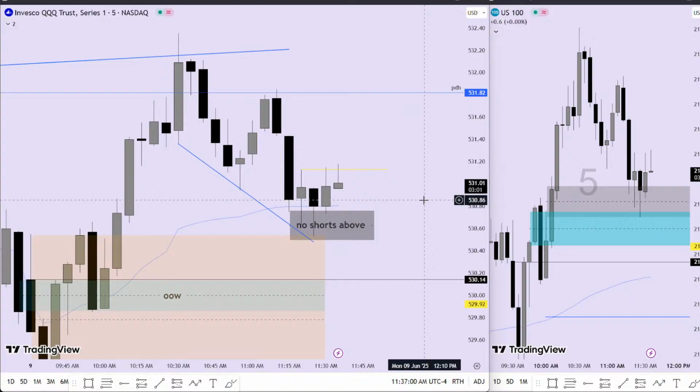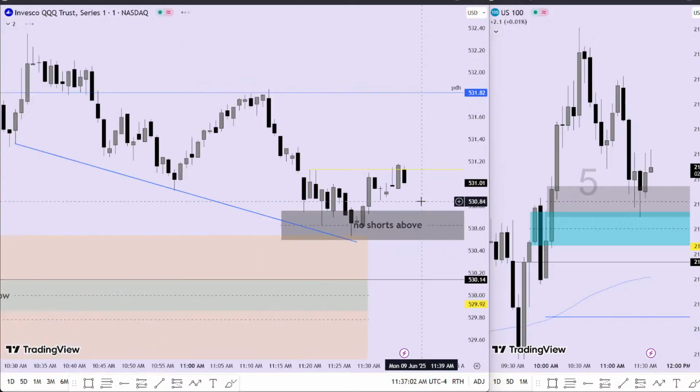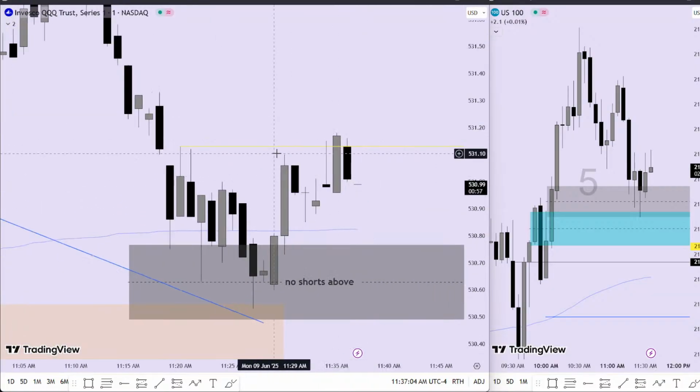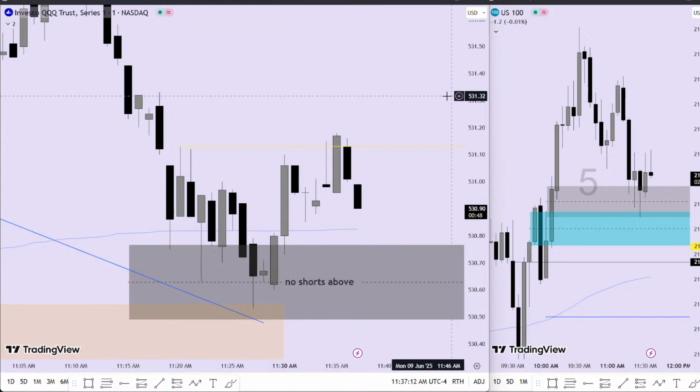So back to the 1 minute time frame. We retested the high of the 11:30. We probably might retest this low before going up.